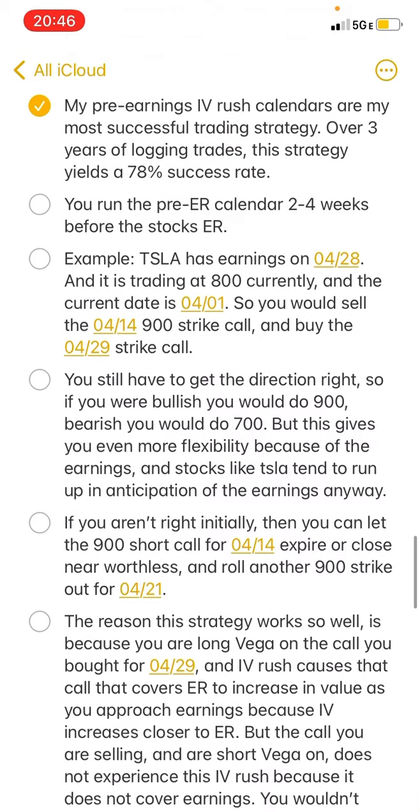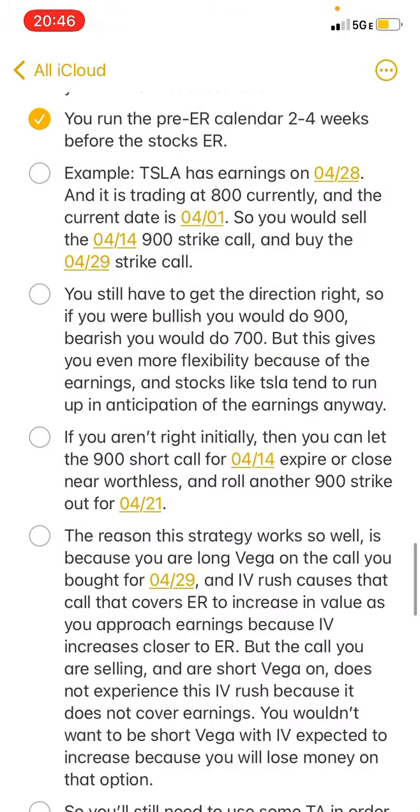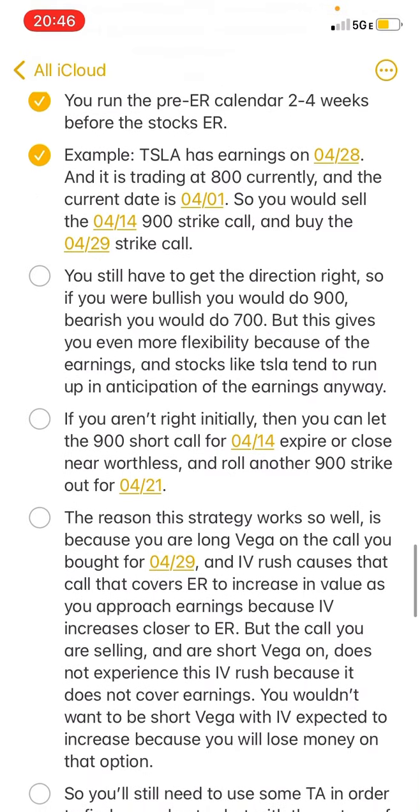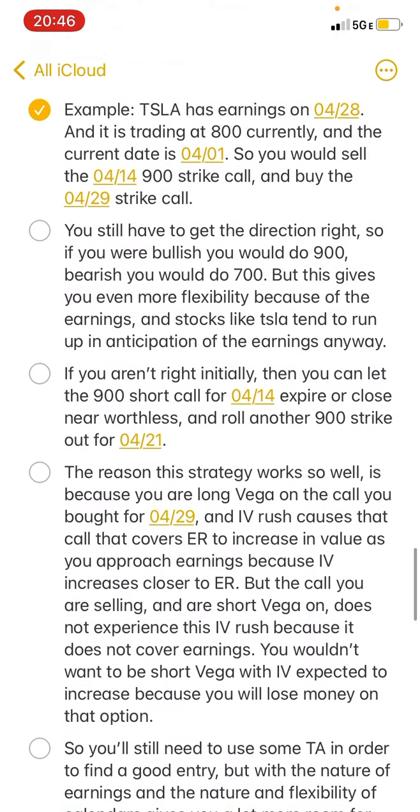So basically I run these pre-ER calendar spreads, and I keep track of all the major earnings reports, right? And I'll put them on about 2 to 4 weeks before the stock's earnings report, okay? So for example, we'll talk about Tesla. Tesla has earnings on 4/28, and it's trading currently at 800. The current date is the 1st of April, so we're about 30 days out from the earnings, okay?